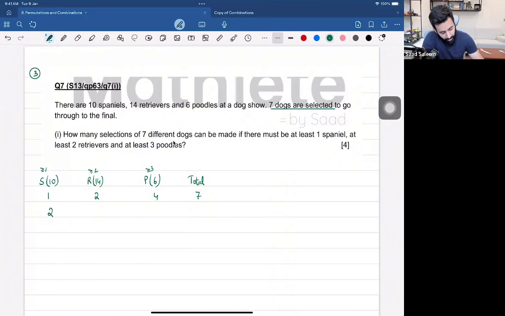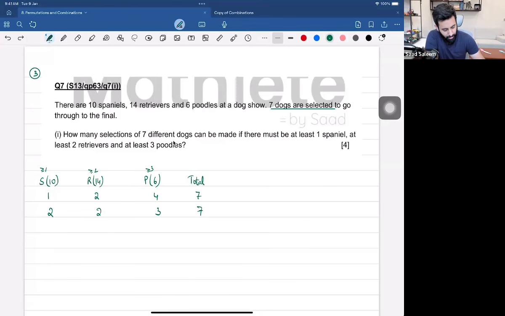Let's increase the number of spaniels to 2. Let's keep the number of retrievers at 2. That way we need 3 poodles. So that way the total is once again 7. Any other possibility? So what if we have 1? Okay, I've already considered 1, 2, 4. But is there another possibility?